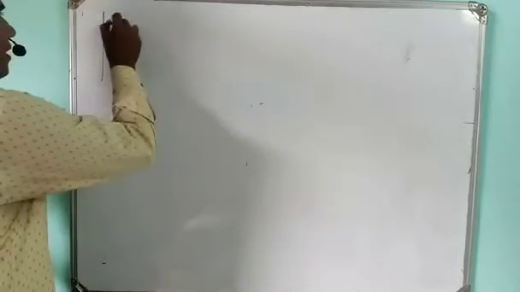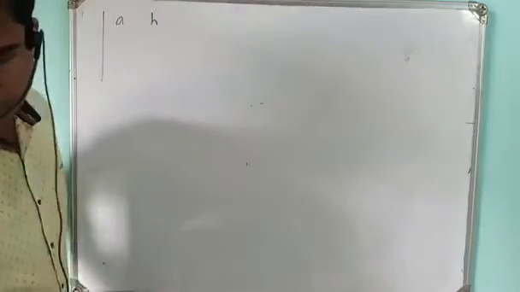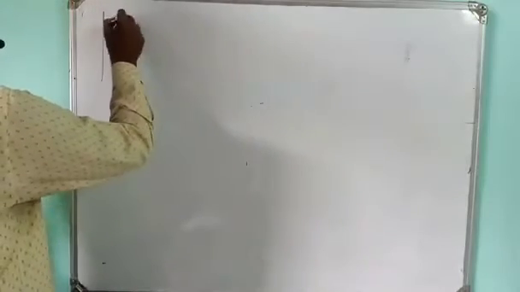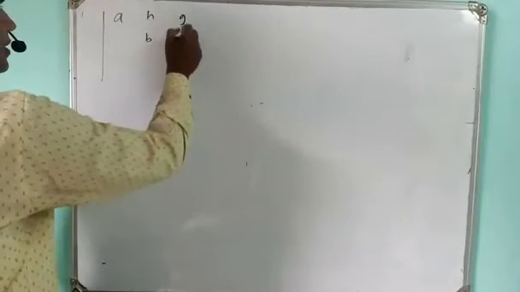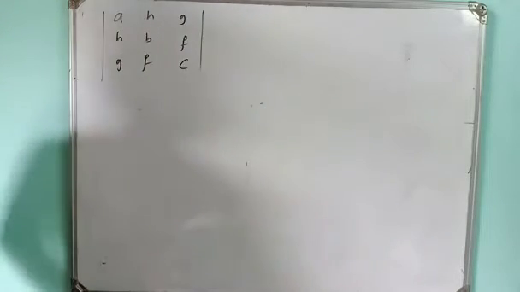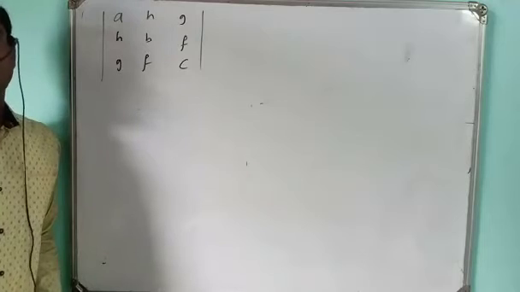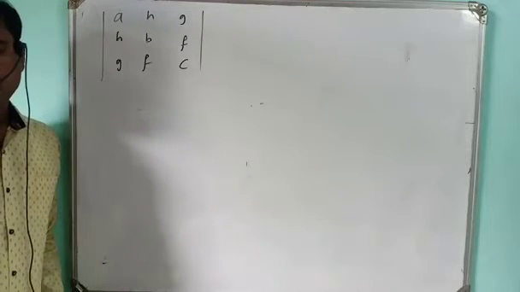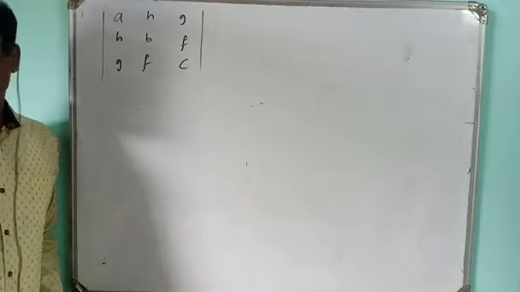So the next question is that: find the value of the determinant. Determinant something like A, H, G; H, B, F; G, F, C. We have to evaluate that determinant. Second question from that exercise 4.1. Expansion of determinant of order 3 का दूसरा question.